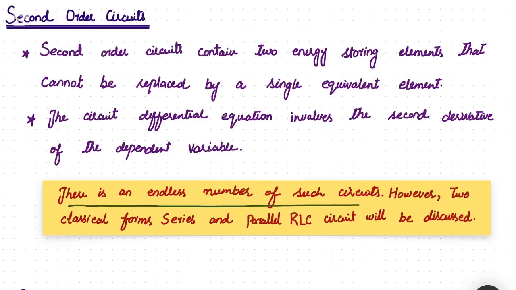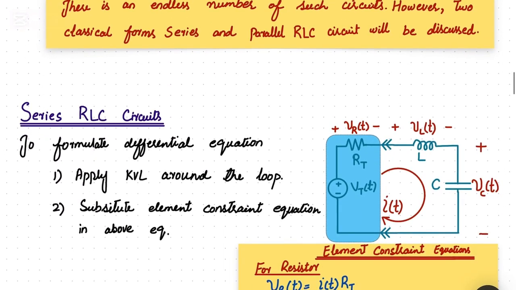There is an endless number of such circuits. Such circuit means the second order circuits. However, two classical forms which are series RLC circuit and parallel RLC circuit would be considered in these lectures. Today we will discuss only the series RLC circuit, and the parallel RLC circuit would be covered in the next lecture.